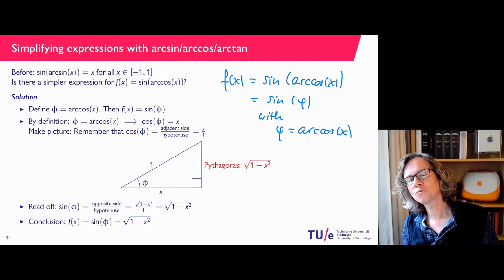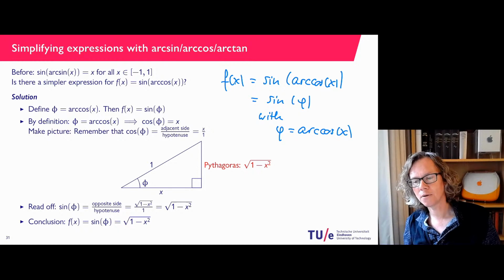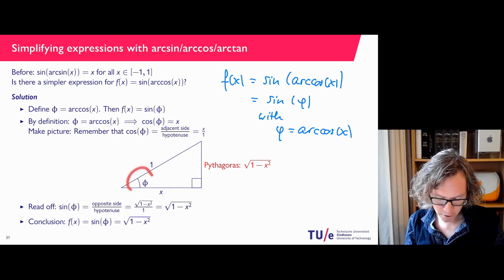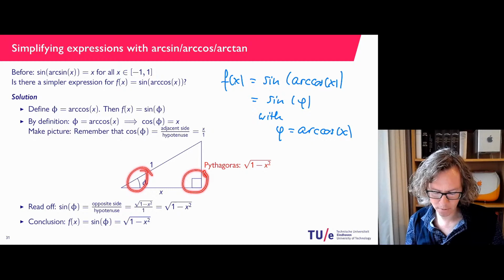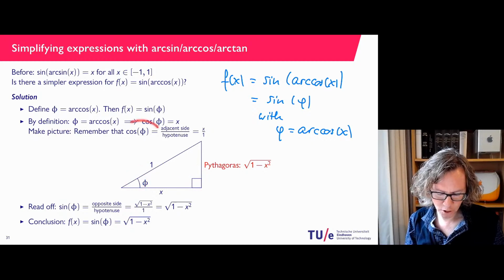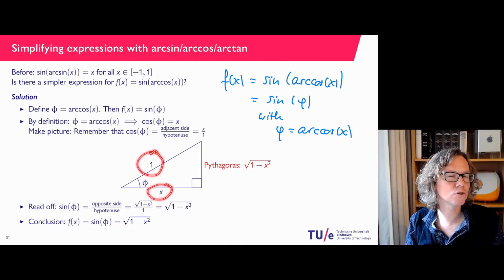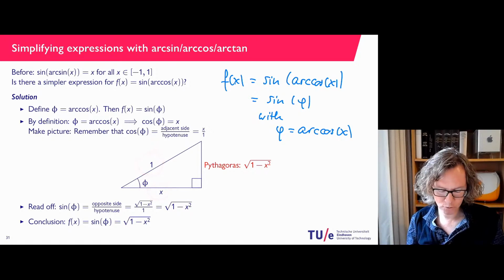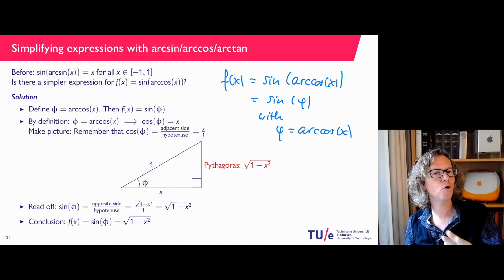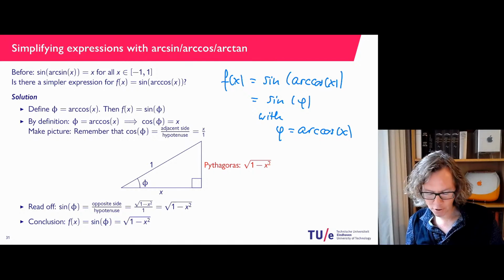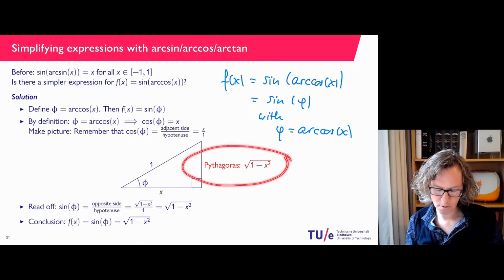Now I'm going to create a triangle with an angle phi here and a 90-degree angle. And now I know that cosine phi equals x. That is the length of the adjacent side over the hypotenuse. So I'm going to give them lengths x and 1, because if I do that, I can choose that. I have a bit of freedom here. But I'm going to say one is x, the other is 1, and then the cosine fits. Now I can use Pythagoras to compute this length, square root of 1 minus x squared.